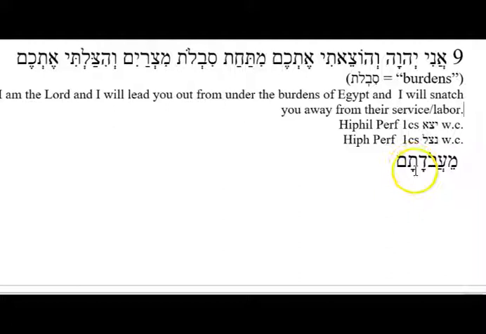So why do we have a tav here instead of a he? Because it usually ends avodah with a he. Well, you remember sometimes when you add things on the end of a word that ends with he, the he can be transformed into a tav. It makes it easier to connect things on the end. So, I'm the Lord, and I will lead you out from under the burdens of Egypt, and I will snatch you away from their service. Okay, so two Hiphil weak verbs here. First yod verb, ho, ho, ho, and a first nun verb, where we've got the nun hiding out, assimilating in the second letter of the verbal root as a dagesh.